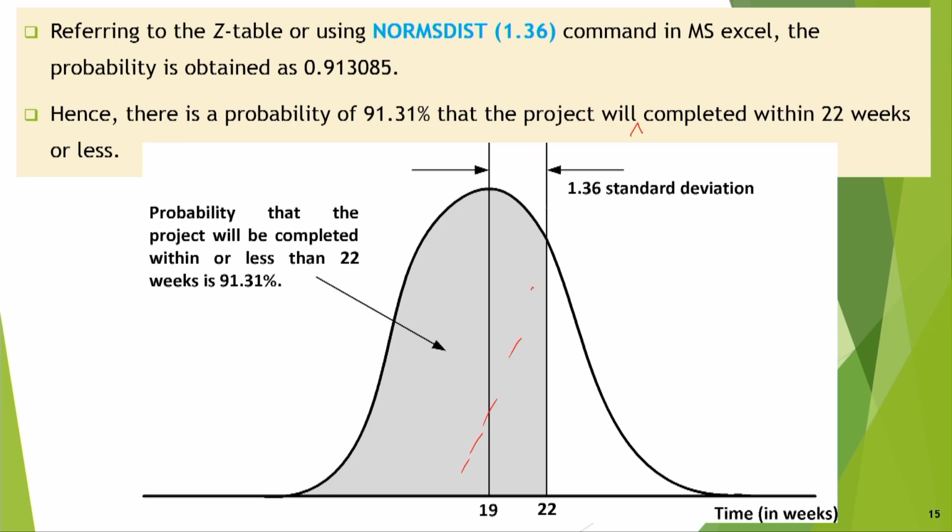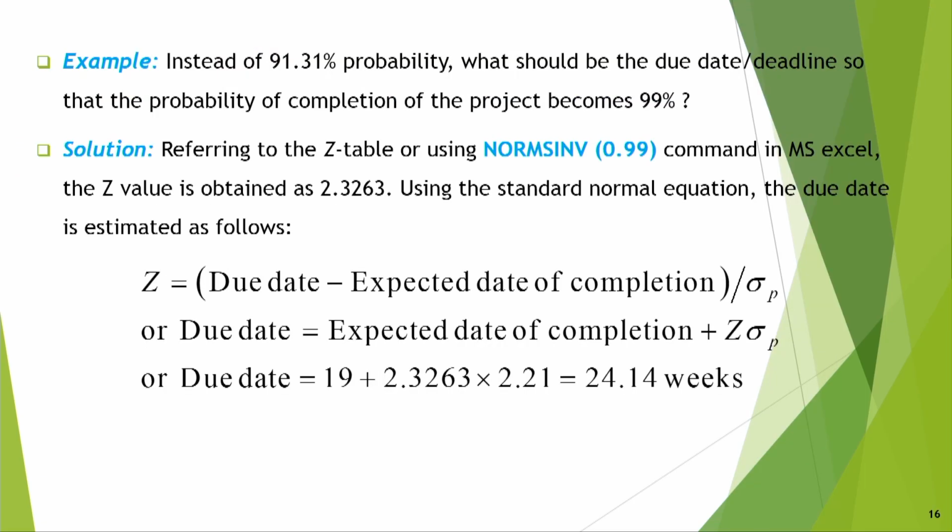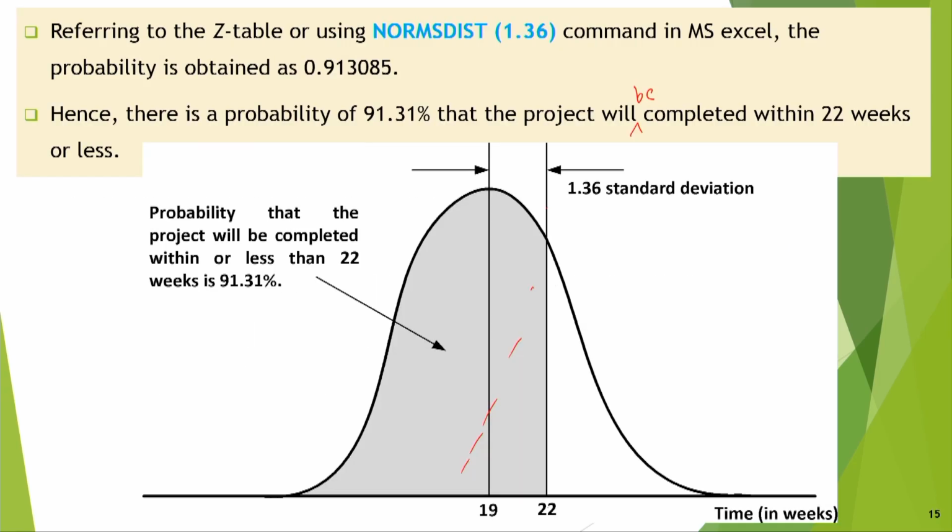The project will be completed within 22 weeks or less. So, the probability that the project will be completed within or less than 22 weeks is 91.31%. Now, instead of 91.31% probability, what should be the due date, the deadline, so that the probability of completion of the project becomes 99%.